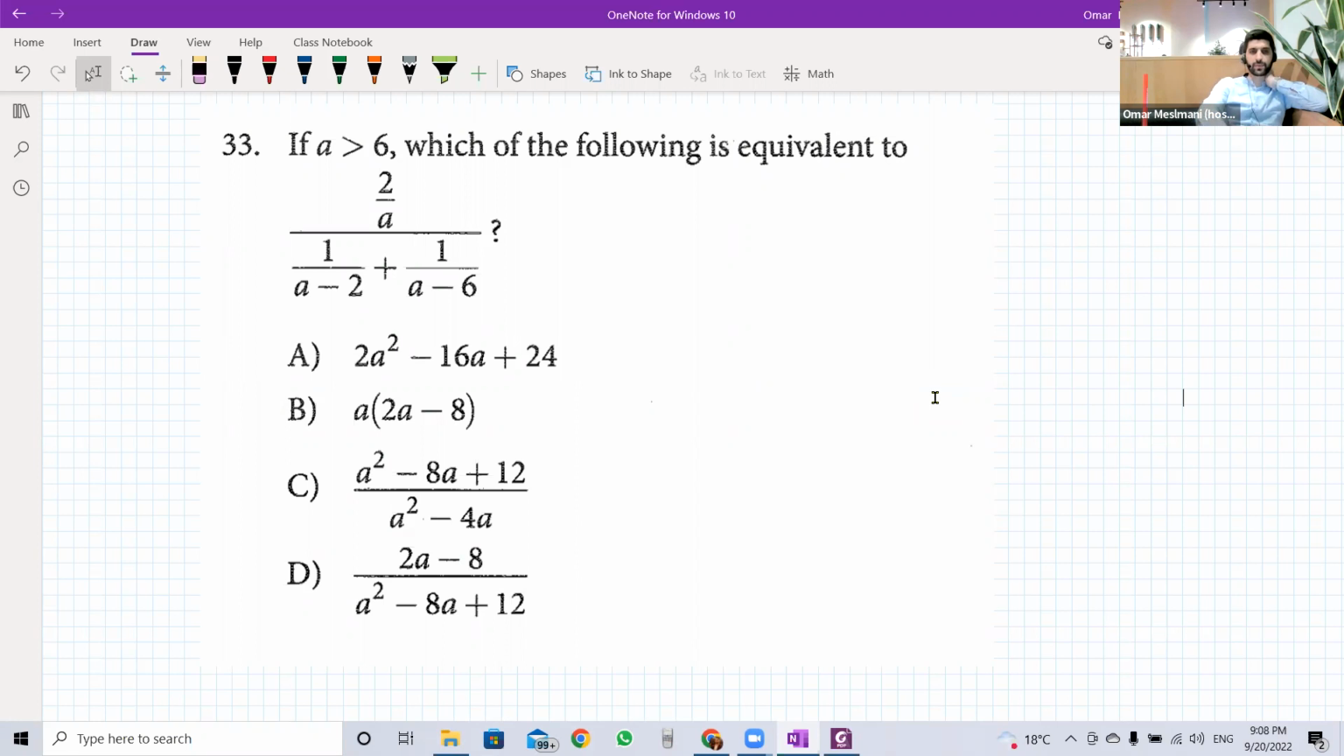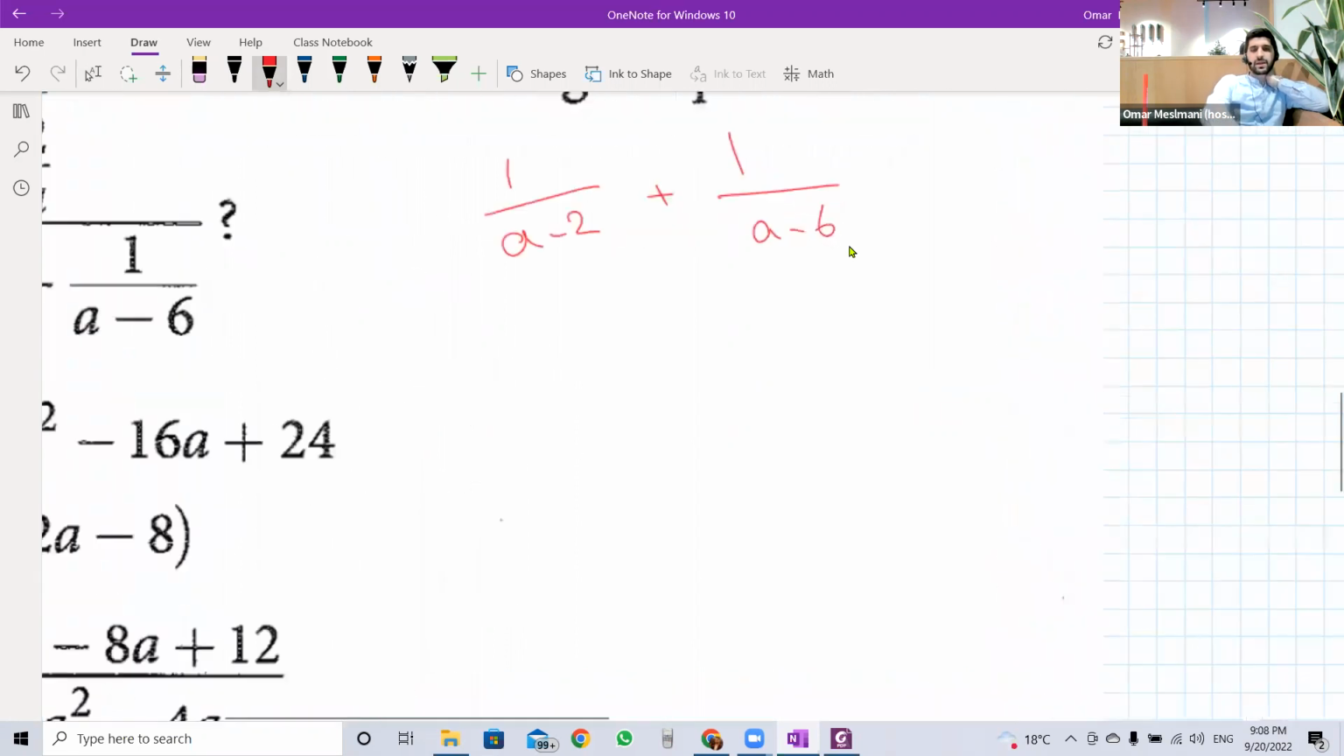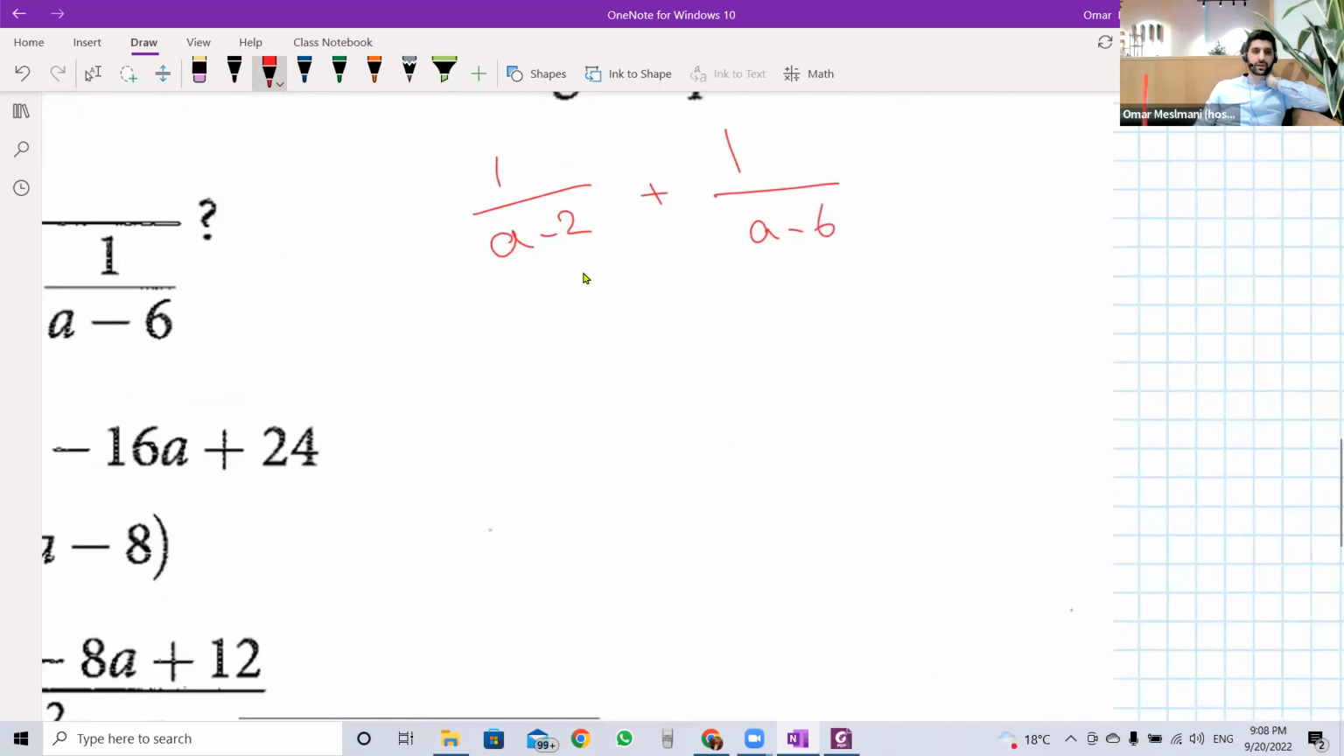All right, let me solve it for you. What I'm gonna do, I'll take the denominators, guys: 1 over a minus 2 plus 1 over a minus 6. You see what I'm doing? I'm taking the denominators only, and I will try to make the same denominator.